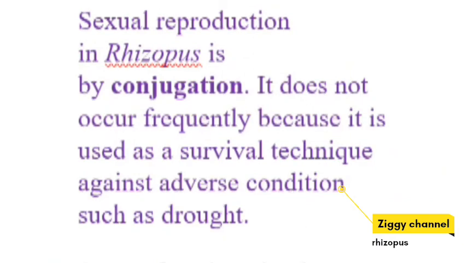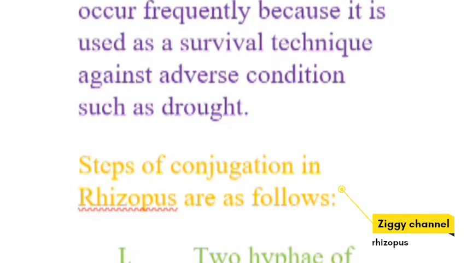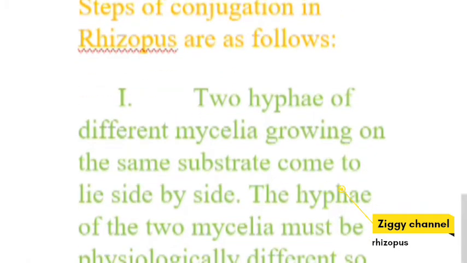Sexual reproduction in Rhizopus. Sexual reproduction in Rhizopus is by conjugation. It does not occur frequently because it is used as a survival technique against adverse conditions such as drought. Steps of conjugation in Rhizopus are as follows.